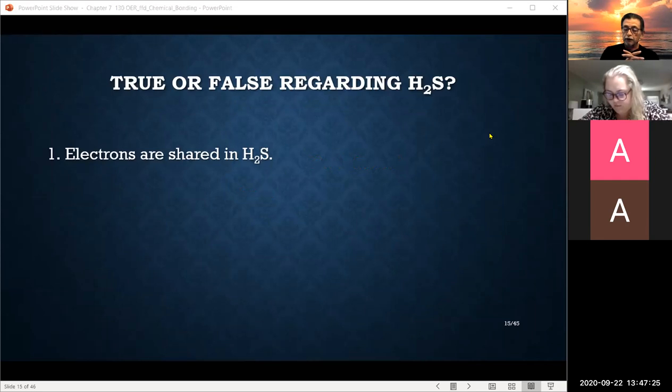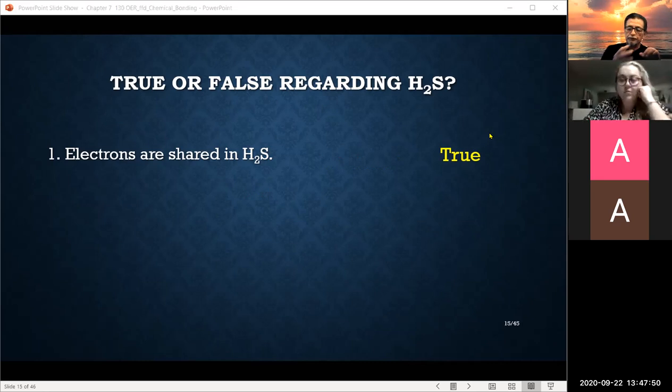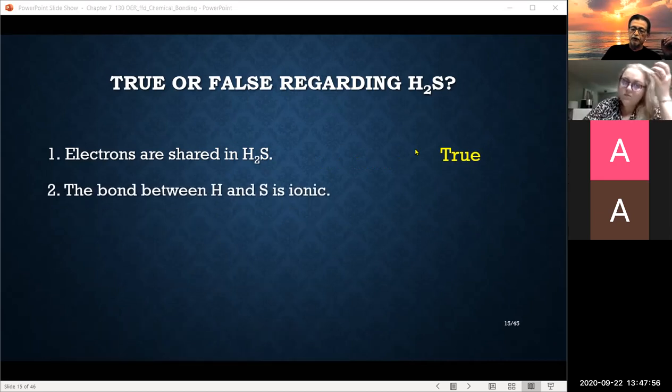If that would have been sodium chloride, the answer would be false because it's ionic and the electrons are not shared in an ionic compound. So that is a true statement because that particular compound is a covalent compound made up of nonmetals. Same would be true for H2O, water, carbon dioxide, anything that is two nonmetals.